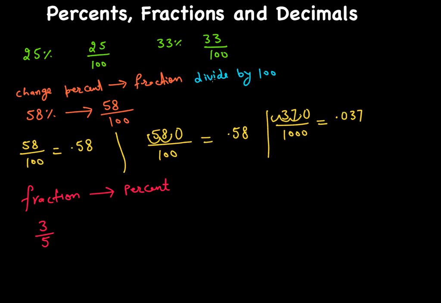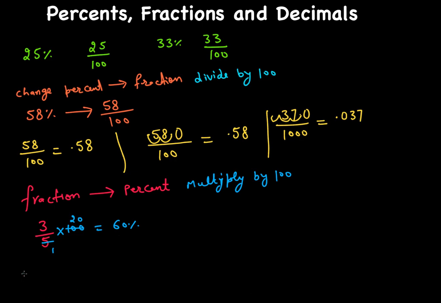As we are doing the opposite of this, where we did divide by 100, in this case we're gonna multiply by 100. So we got a fraction, we're gonna multiply it by 100, and that gives me 5 times 1 is 5, 5 times 20 is 100, so 20 times 3 is 60, and this is your 60%.